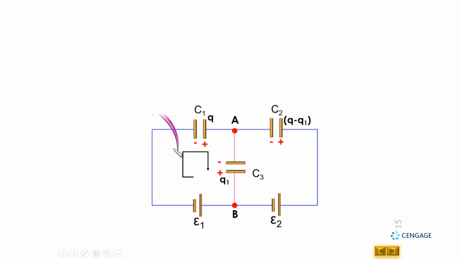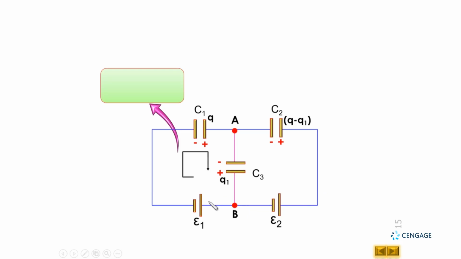So in this loop, let us write this equation. When we start moving from point A, we will cross this capacitor, that is negative plate to positive plate. That means there will be a rise of the potential. What is the rise of the potential? That is Q1 divided by C3.